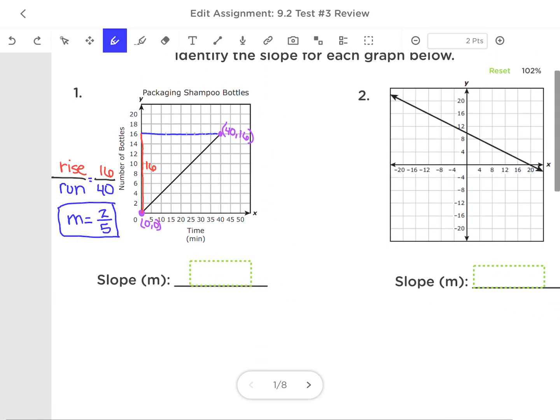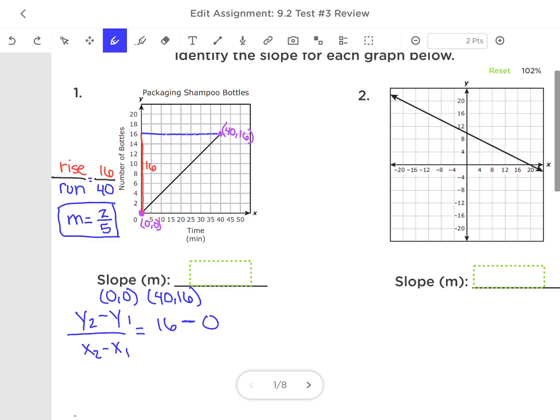If you have a hard time doing the rise over run, you can always use the slope formula. Remember, we have y sub 2 minus y sub 1 over x sub 2 minus x sub 1. So my first point would be 0, 0, and then I have the point 40, 16, and I plug it in. So I have y sub 2, which would be 16, minus, because that's part of the formula, 0 over 40 minus 0.